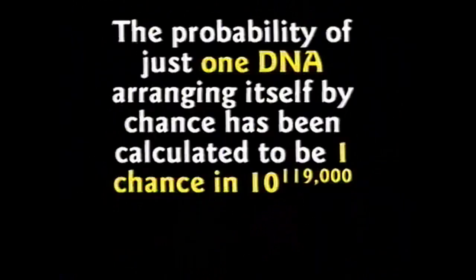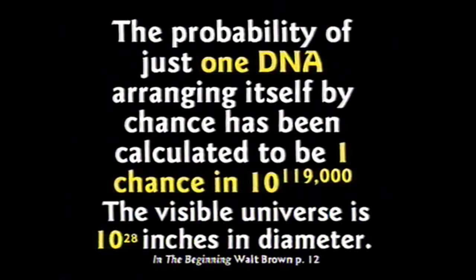Folks, it's incredibly complicated, especially when you consider the chances of one DNA happening by chance have been calculated to be 1 times 10 to the 119,000th power. That's a pretty big number when you consider the visible universe is 10 to the 28 inches in diameter. It's just not going to happen.